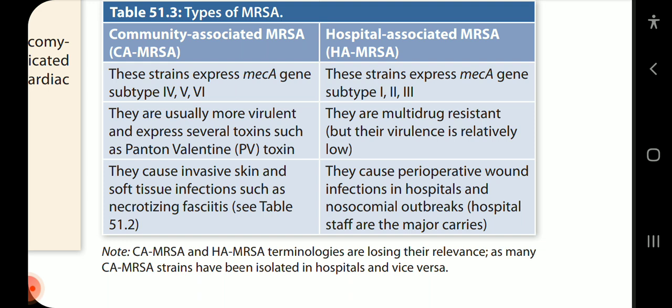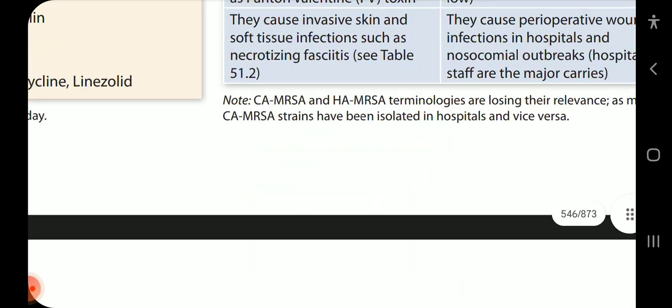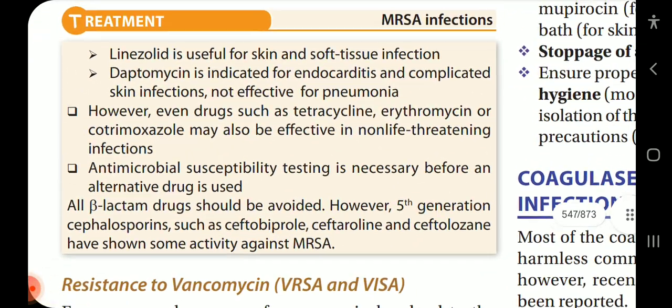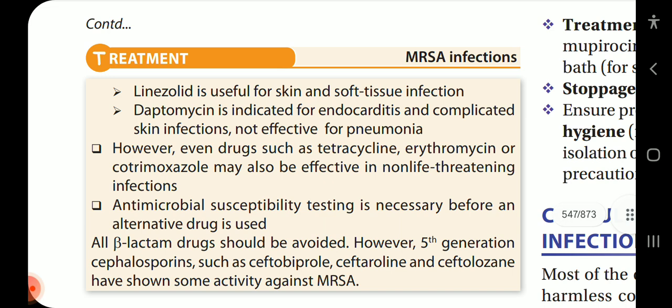Hospital staff are the major carriers. Now, the CA-MRSA and HA-MRSA terminologies are losing their relevance as many CA-MRSA strains have been isolated in hospitals also, and vice versa is also true. Now the treatment, linezolid is useful for skin and soft tissue infection. The treatment continues here.